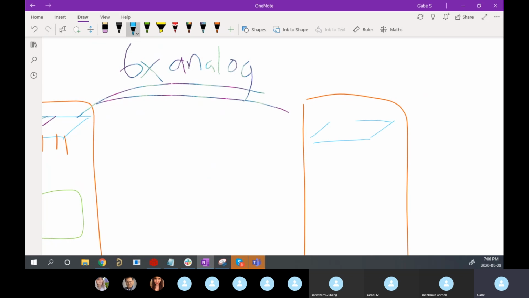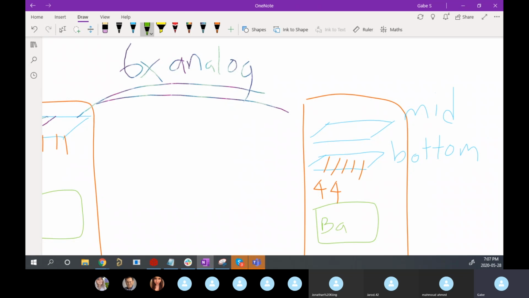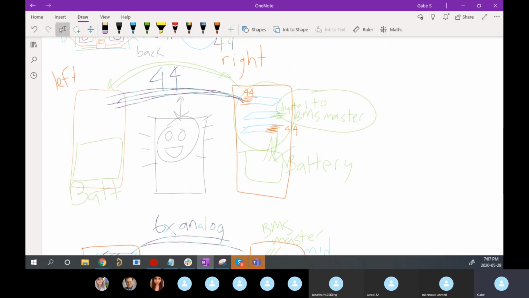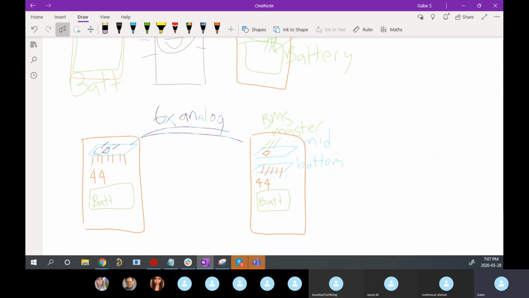And then on this side have the mid and the bottom. Right. So bottom has their muxes. 44, go to measure the battery temperature. And then the mid has the ADC, right? And that talks digital to the BMS master. Right, so at least it's not 44, but it's still 6 analog, right? And that's what we wanted to prevent. And that's the mistake we made. So we're going to do our best to shield the heck out of all of these.